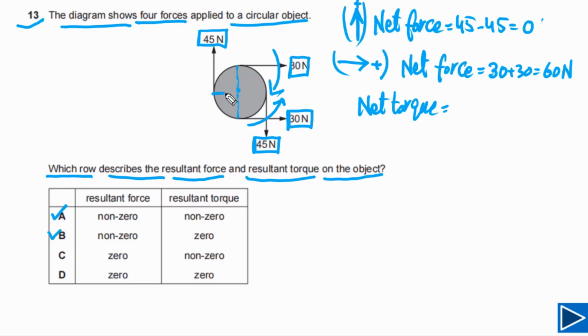Now if you look at the 45 newton forces, these 2 forces form a couple. So the net torque due to the 2 forces, we can simply find out, will be 45 times the distance between these 2 forces, and the distance will be equal to the diameter of this circle. So I will say diameter is d. So the net torque is also not equal to 0. So the answer for this question is A. So in this case, the net torque will be clockwise, and it's not equal to 0. So non-zero resultant torque and resultant force is also non-zero.